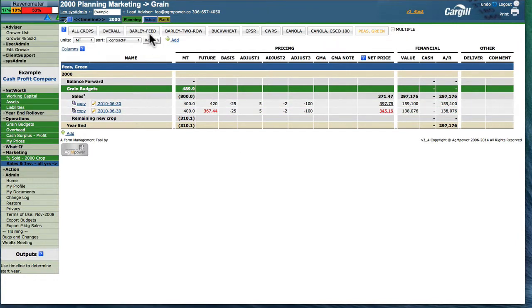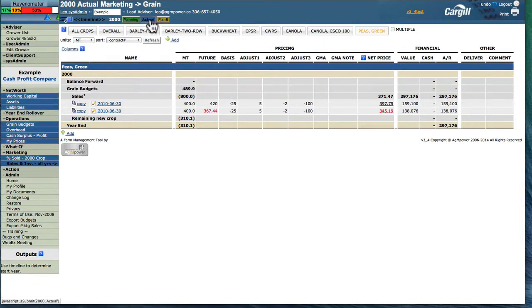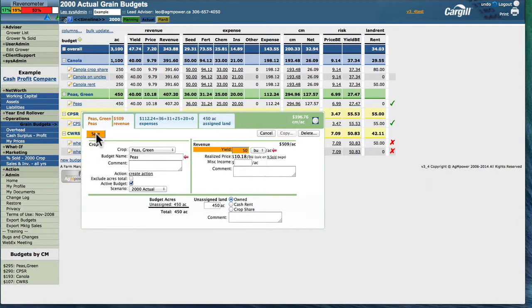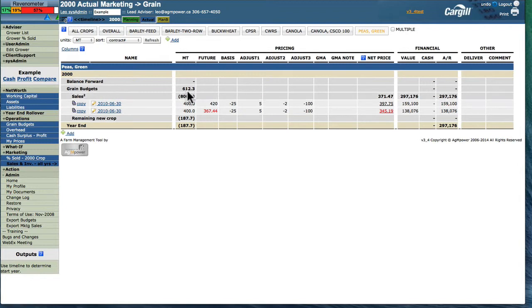Sales remain whether we are in planning or actual. What will change is the volume that comes from the budgets. If we went to the Plan B budget and changed our yield, the volume that's coming in has changed. It does not change the sales.